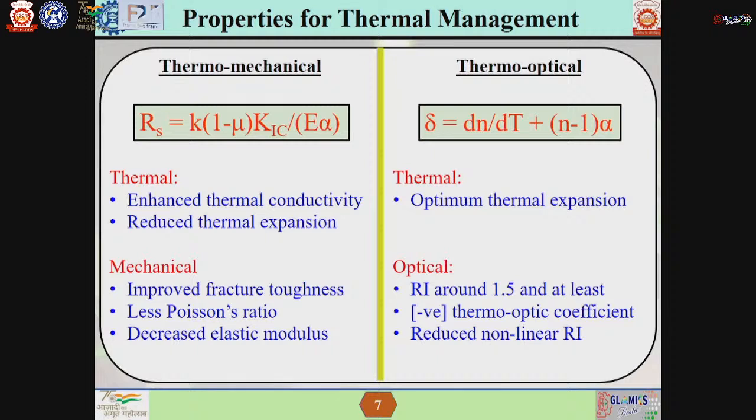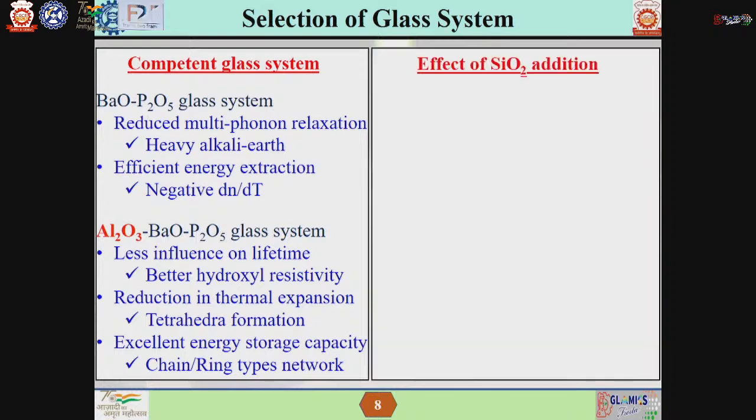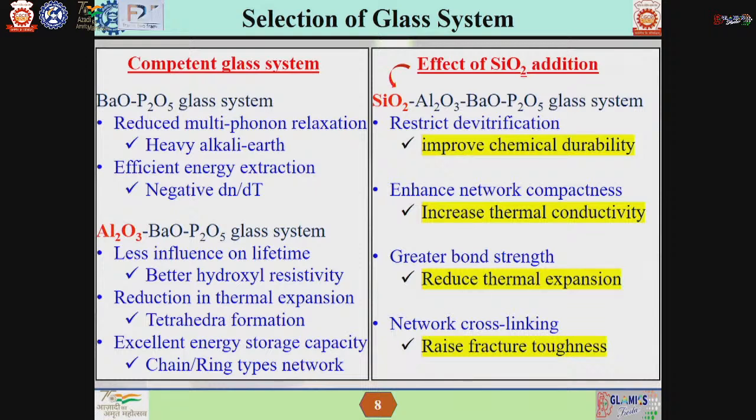If we look at that term, it is always a positive term because n is more than 1. So for getting a 0 or negative value, dn/dT must be negative. From the literature survey, we have found that the barium phosphate system is very good in terms of high average power lasers, and inclusion of alumina will also improve these properties. At the same time, some researchers have shown the positive effect of silica on this particular system. It will improve chemical durability, thermal conductivity, thermal expansion, and fracture toughness.